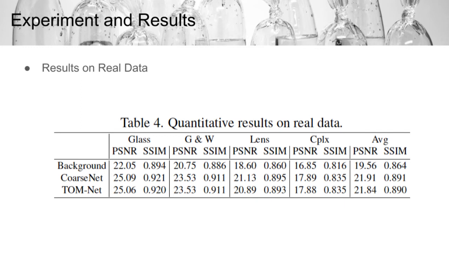Results on real data are shown in Table 4. We evaluate PSNR and SSIM metrics between each pair of photograph and reconstructed image. The average PSNR and SSIM are above 21 and 0.89. The values are a bit lower for complex shapes due to the opaque parts of complex objects, as well as the sharp regions of the objects that might induce large errors. After training, TOM-Net generalized well to common real transparent objects.